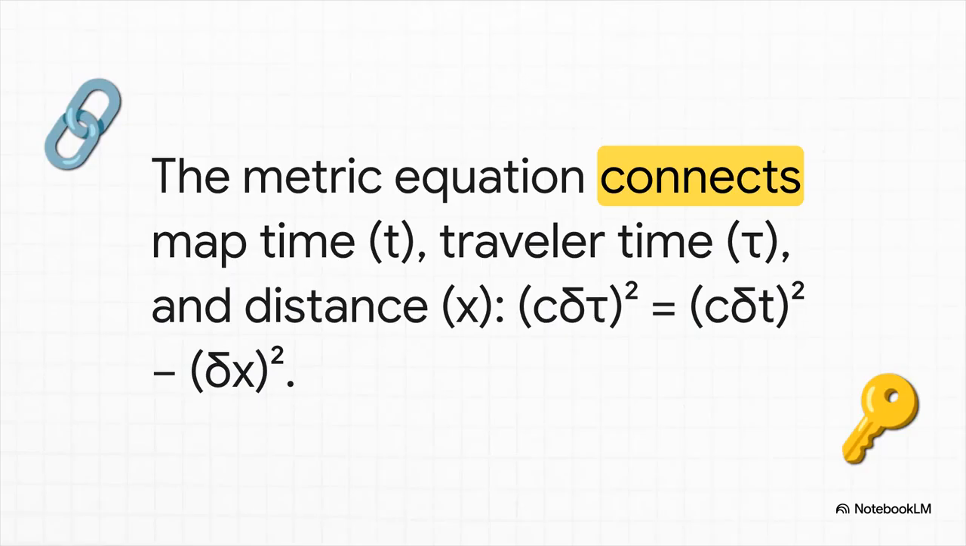With this one single equation. I know it looks a little scary with the squares and the letters, but trust me, this is it. This is the master key. It's the only rule you need to connect the time on your watch to the time on the map, based on how far you've gone.